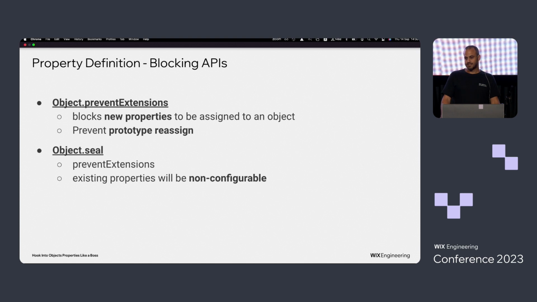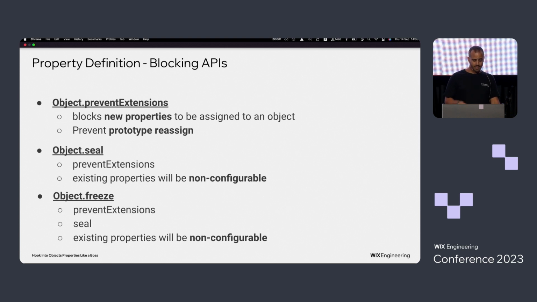Another functionality is seal. Seal is like preventExtensions, but it also sets all the properties to be non-configurable. And the strongest API is freeze, which inherits the seal and preventExtensions functionalities, and it also sets the properties to be non-writable. So actually it freezes the whole object: no prototype changes, no reassigns, no writing, and nothing can be reconfigured.